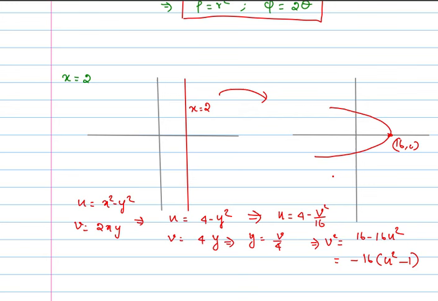So the straight line parallel to the y axis maps to a parabola. Suppose this point is a. Then this point will automatically be a square comma 0. Here a can be positive or negative. So the focus is a square comma 0 only.